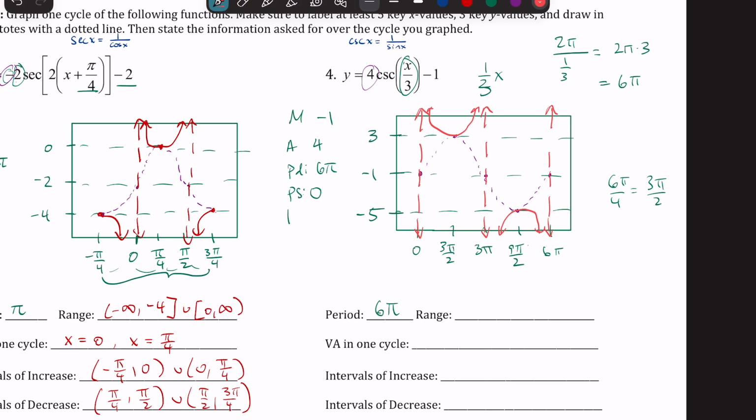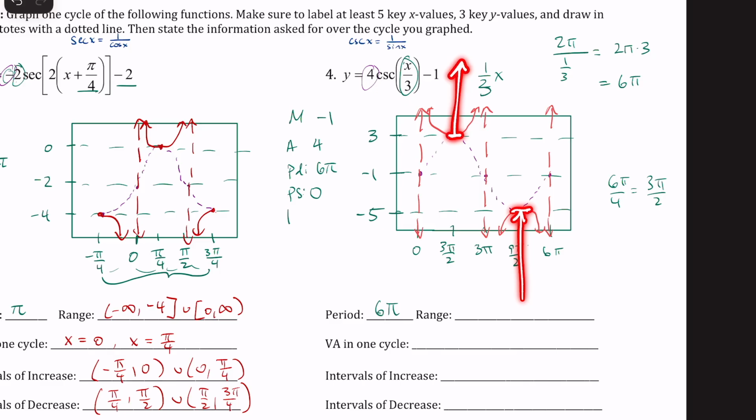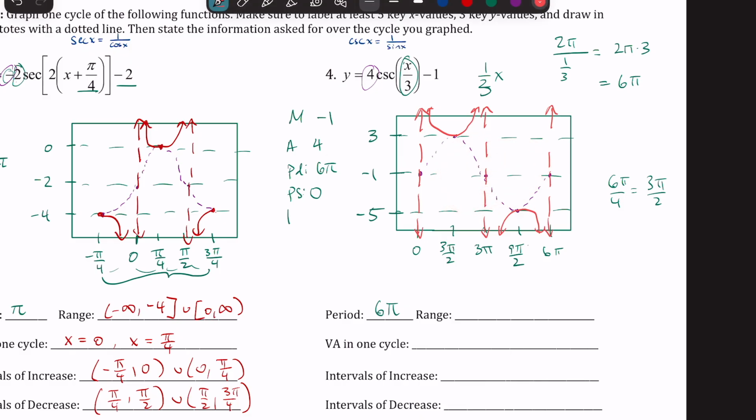Okay. Now my range. Well, I'm coming from -infinity up to -5, and we stop. And then we go from 3 up to infinity. And we just have this stuff in the middle that we're like, what's going on here? Nothing. So my range would be -infinity to -5, included, union 3 to infinity. Great. And then my vertical asymptotes are x equals 0, x equals 3 pi, and x equals 6 pi.